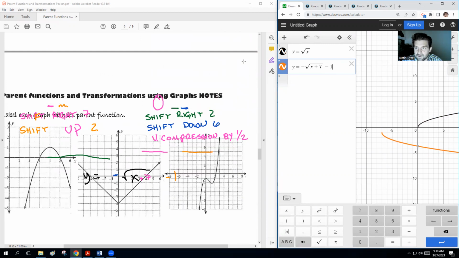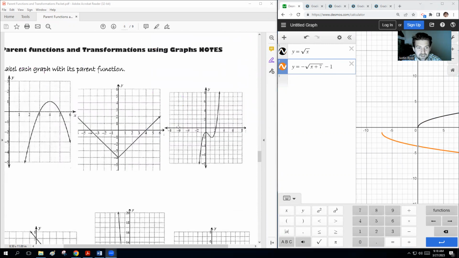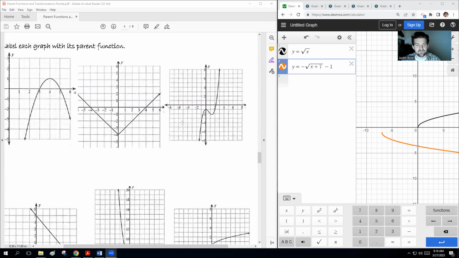Now we're going to wrap up everything. Let's identify these parent functions. We have to make sure we have our graphs and know what they look like and what they should be doing each time. This one here is a quadratic, the parent function y equals x squared. This one is absolute value, y equals absolute value of x. Notice these shapes here: we're going up and down, that is a cubic.